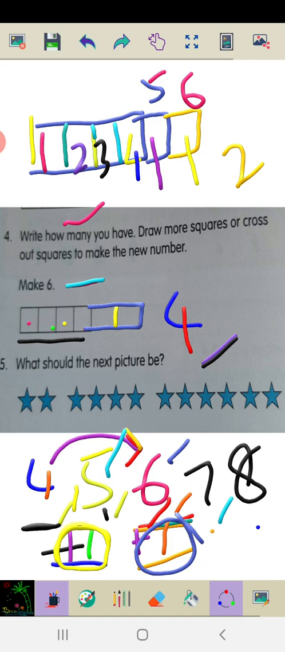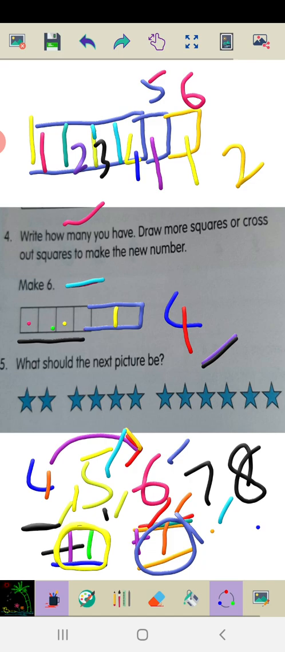Now read the last question. Question number 5 in practice questions. What is this question? What should the next picture be? So here stars are given. There are 3 groups in these stars.